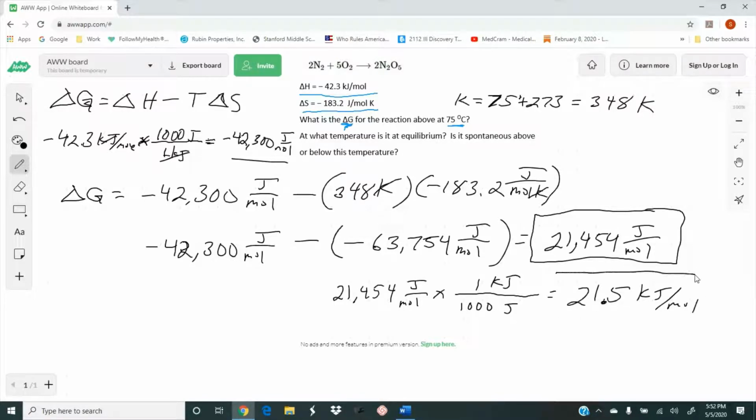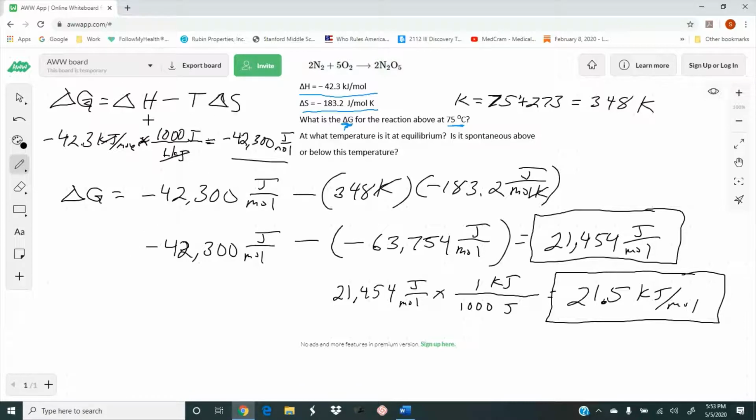So that's the way you'd answer it in kilojoules. Regardless, in both cases, it's positive, and therefore this reaction will not be spontaneous at this temperature. More like the reaction will be the reverse, and N2O5 breaks up into NO2 and O2 at this temperature. Okay, so you got that.